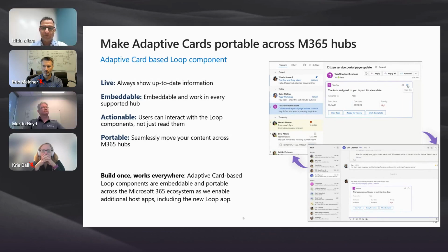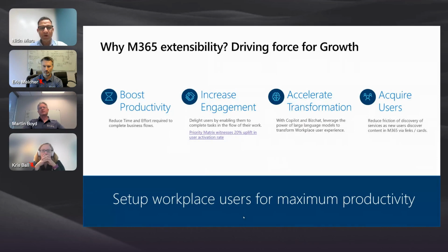We'll move ahead, Martin. So why M365 extensibility? What we have realized is that over the years, this platform has become a driving force for growth for our external partners. With M365 extensibility, you can boost productivity by reducing the time and effort it requires to complete workflows. It reduces that context switch and thereby increases the engagement. You can delight the users by bringing in intelligence, thereby accelerating the transformation of workplace users through Copilot and BizChat. And it reduces the friction of discovery of services as users discover content in M365 and complete the workflows.